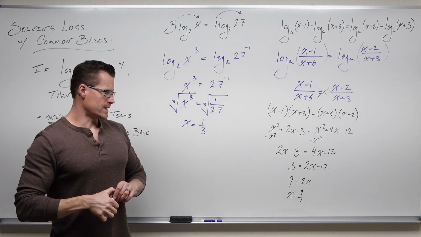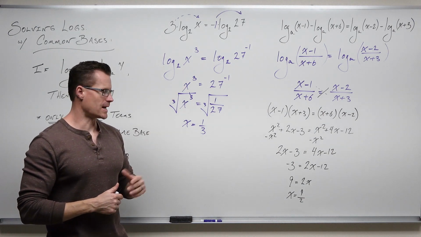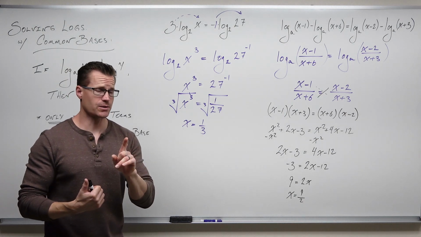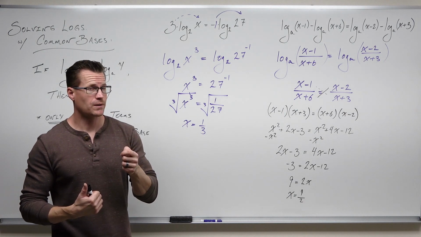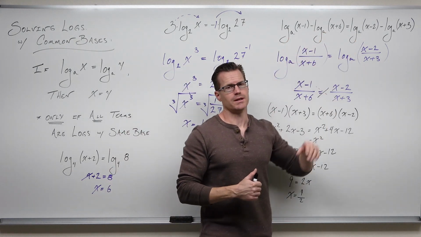So we work that out. We get, if we add 12, we get 9 equals 2x. Divided by 2, we get 9 halves. Is it okay to get a fraction? Sure. Is it okay to get a negative? Sure, as long as it doesn't make any of my original arguments negative.